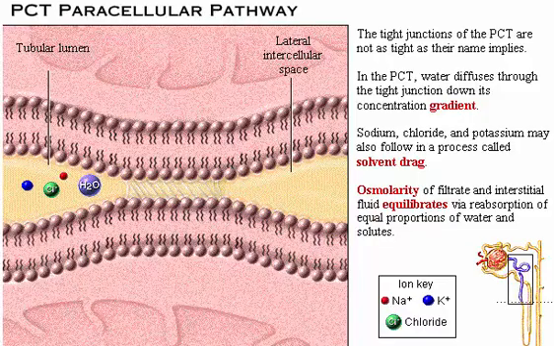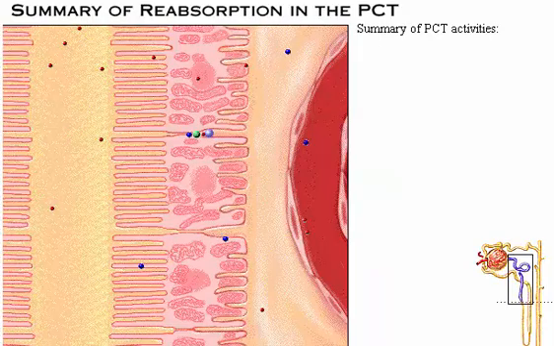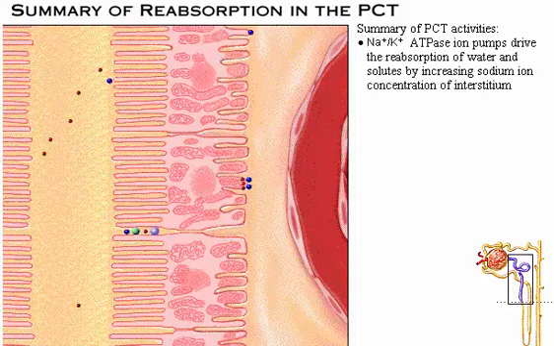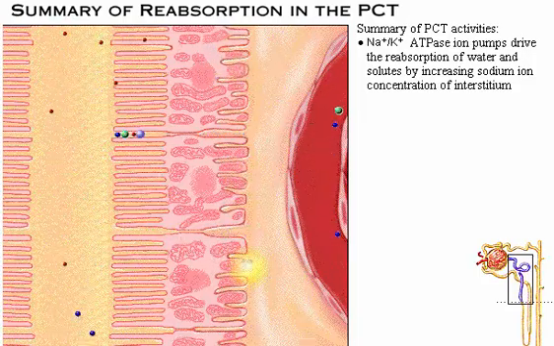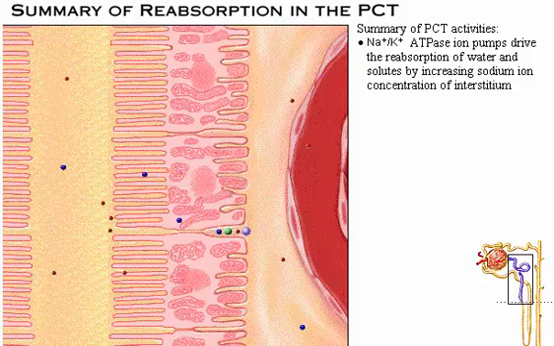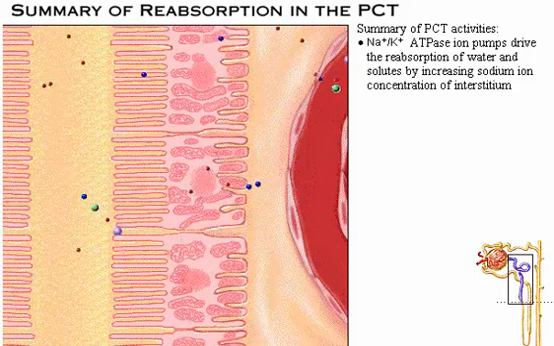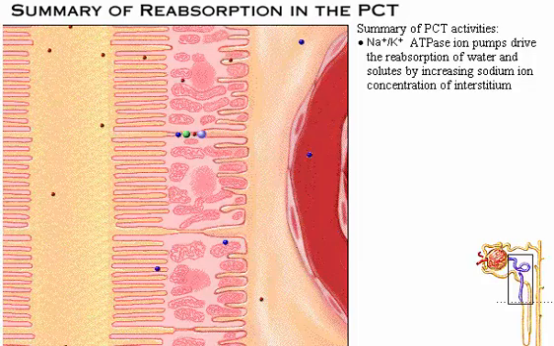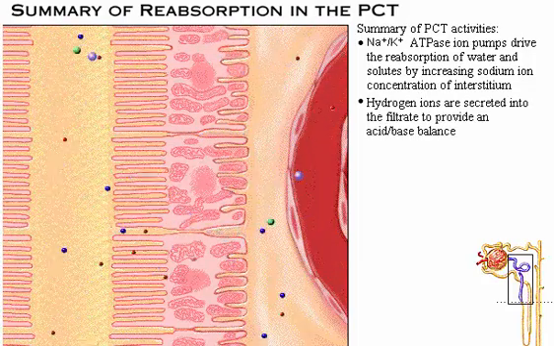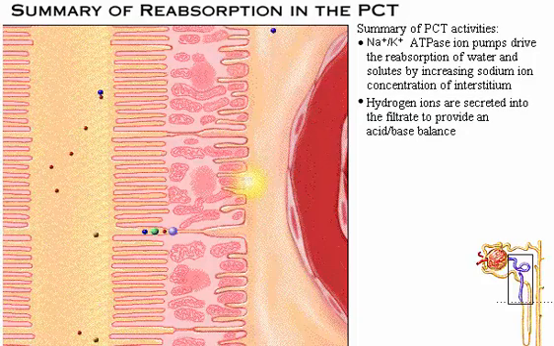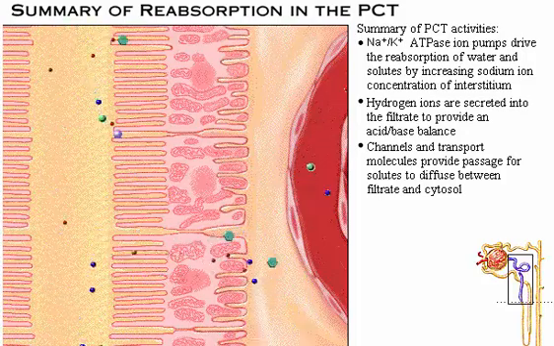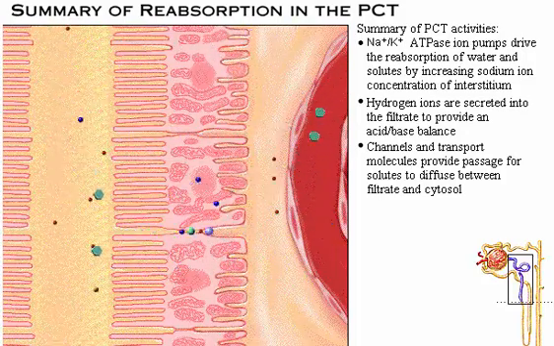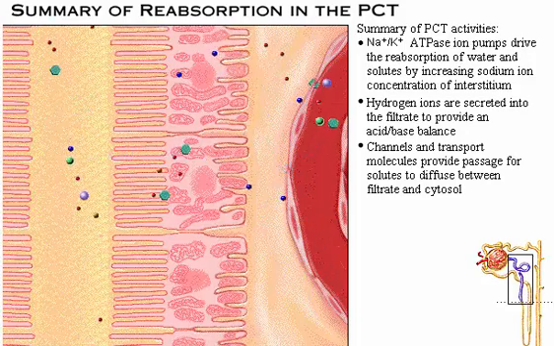To summarize the activities of the proximal convoluted tubule, sodium-potassium ATPase ion pumps in the basolateral membrane drive the reabsorption of water and solutes by increasing the sodium ion concentration of the interstitium. Hydrogen ions are secreted into the filtrate to provide an acid-base balance. Abundant channels and transport molecules in the luminal membrane provide passage for solutes to move down their concentration gradients between the filtrate and the cytosol of the cell.